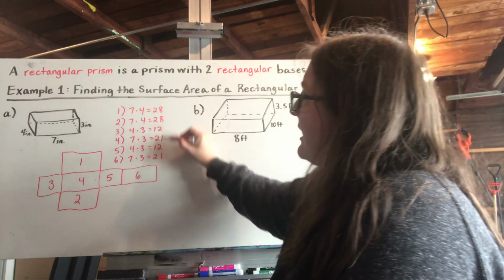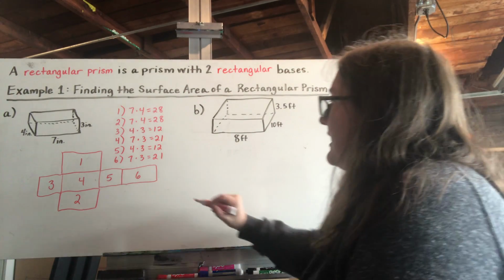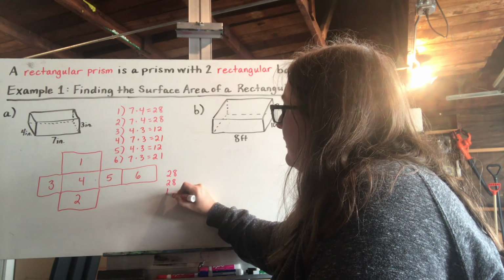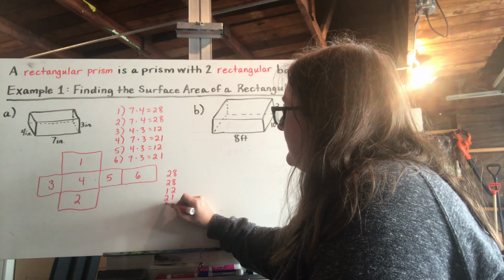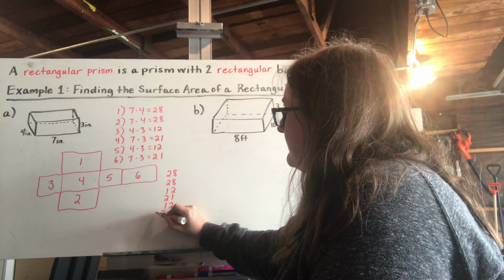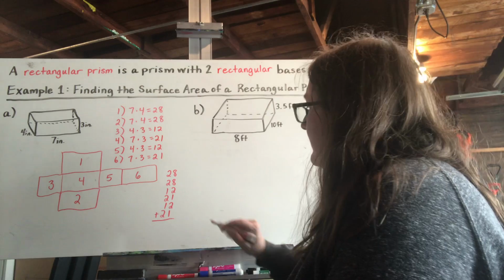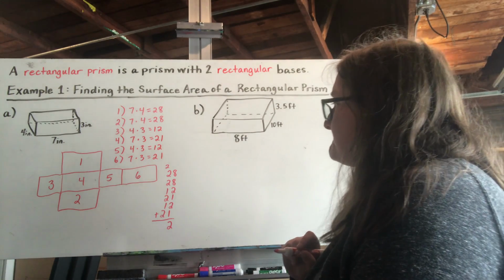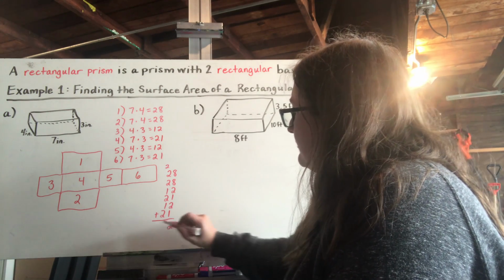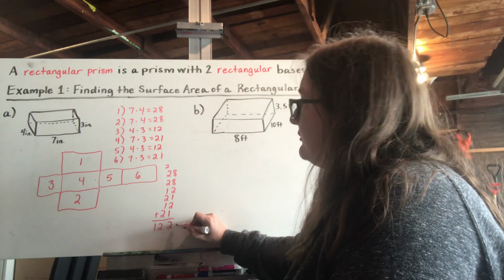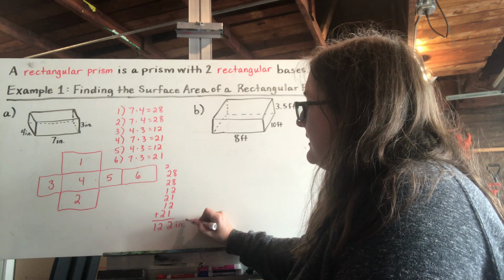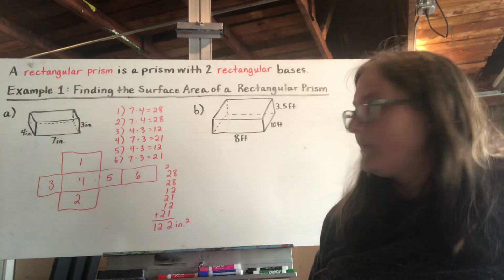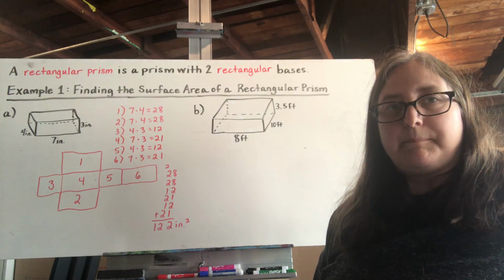So now I have to add all of these up. So I'm going to add up 28, 28, 12, 21, 12, and 21. And I get 22 here, and 2, 4, 6, 8, 10, 12 here. So my entire surface area here is 122 inches squared.